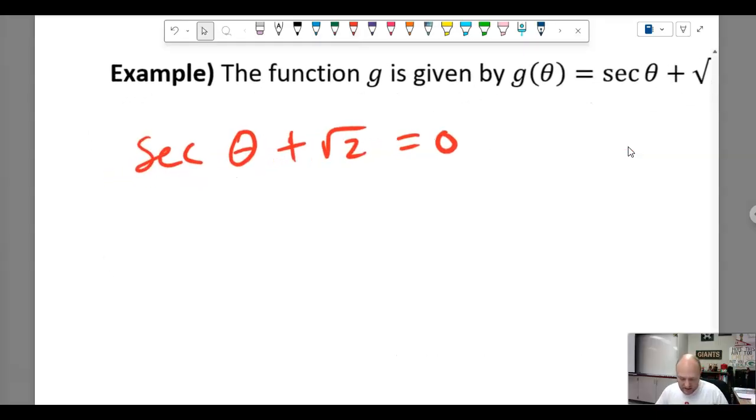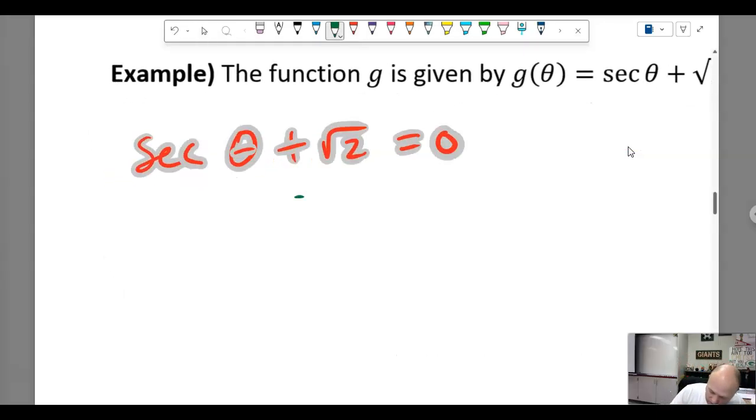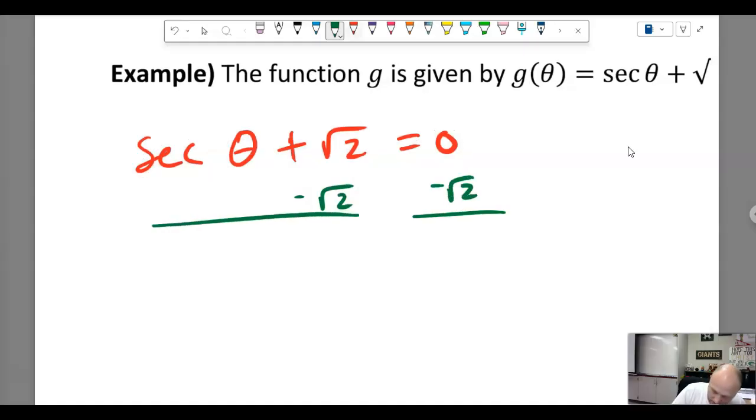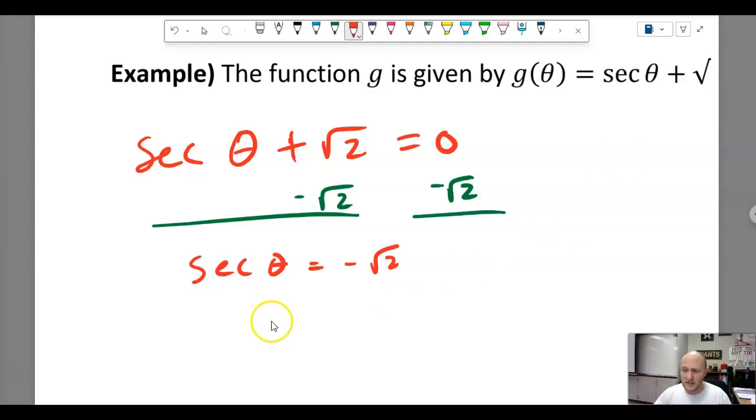So we're going to go ahead and solve. Well, subtract square root of 2 on both sides. Okay, so I have secant theta is equal to negative square root of 2. And I don't have values for secant. I need to use sine or cosine. So what is secant? Well, secant is the reciprocal of cosine. So I'm going to take the reciprocal of this side. That's cosine theta. And I'm going to take the reciprocal of this side, negative 1 over square root of 2.